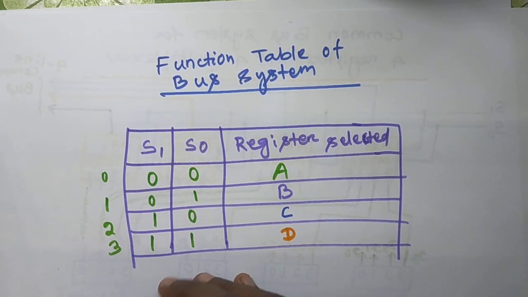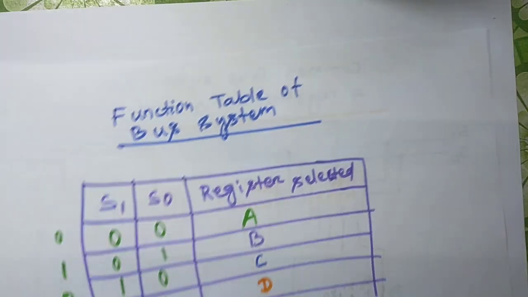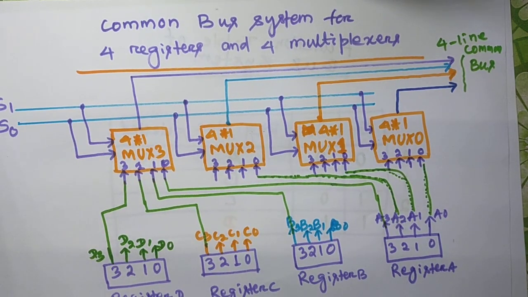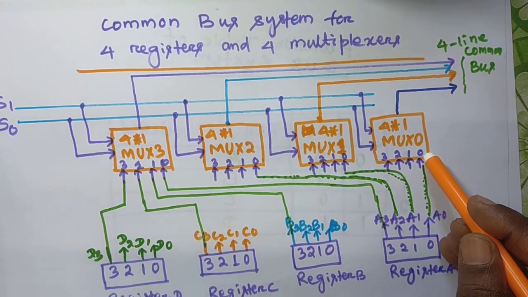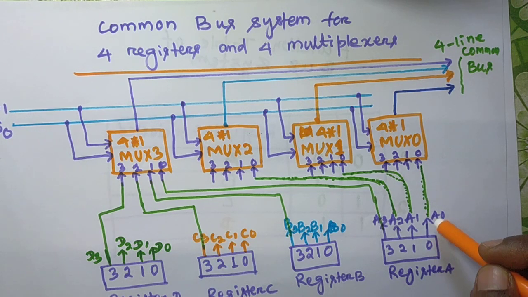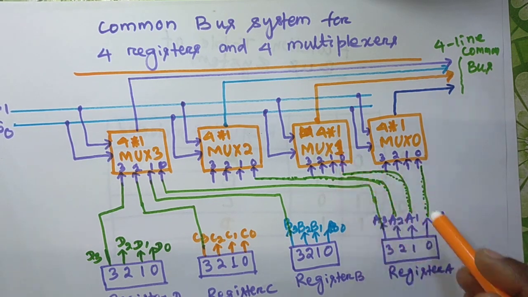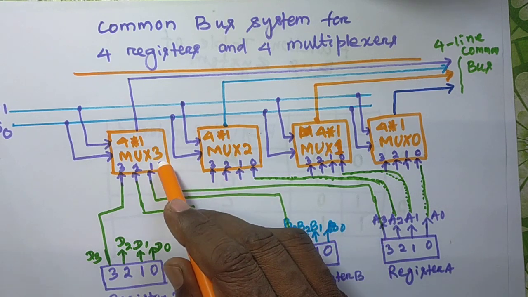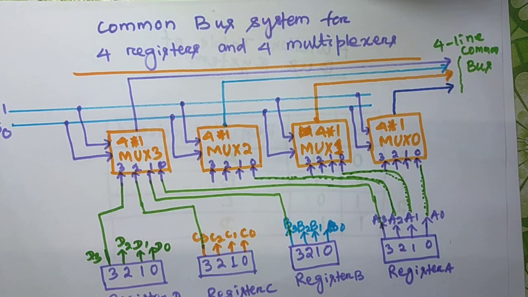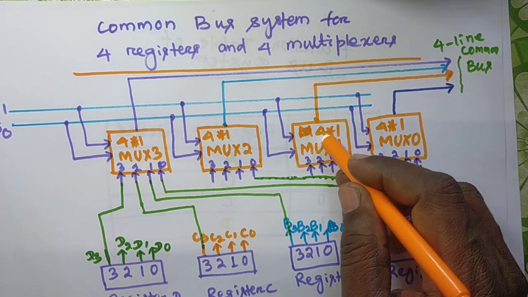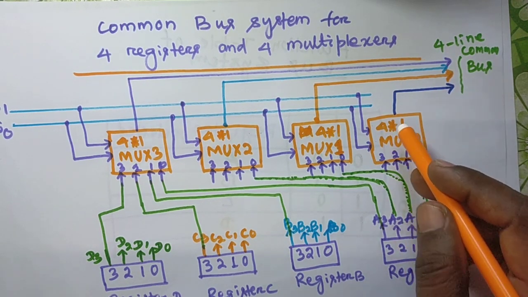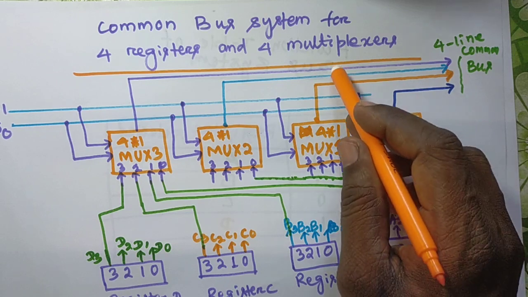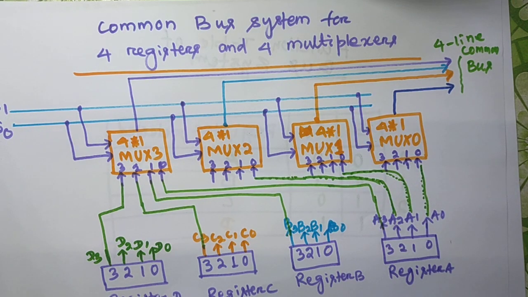Once again, 0 0 means 0, only the 0 position value we have to select. Very simple here. How will the 0 value be selected? 0 0 means A0. For example, A0 means A0, here 0 means A1, here 0 means A2, here 0 means A3. So in a very simple way it is defined and designed. Once 0 is considered, only the A register will be selected, that data is passed to the individual multiplexers, and the multiplexers release that data to the 4 line common bus.